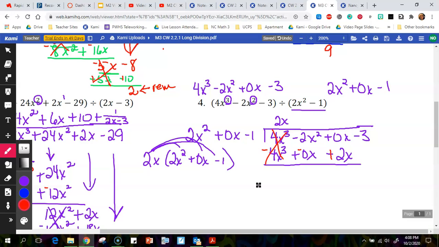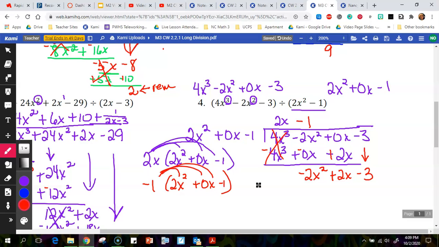Negative 2x squared plus 0 is negative 2x squared. And then 0x plus 2x is plus 2x. Now I can bring down my negative 3. Okay. Negative 2x squared divided by 2x squared is minus 1. So now I'm going to take that minus 1 and multiply it times all this. Negative 1 times 2x squared is negative 2x squared. Negative 1 times 0 is plus 0x.